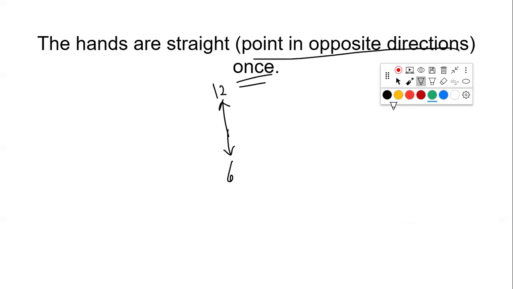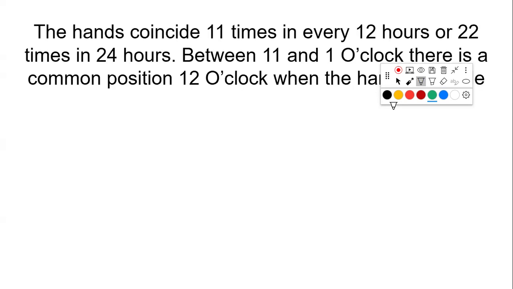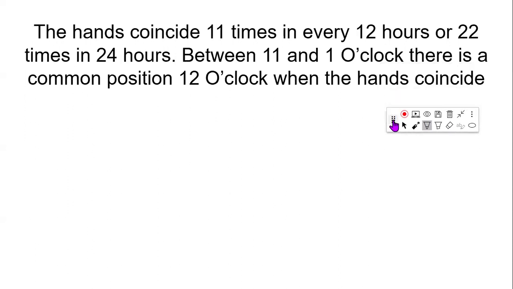Exactly a straight line, 180 degrees. Again, the hands are twice at right angles. Every 1 hour, what is happening? Two right angles will be formed. Every 1 hour, two right angles will be formed. And for every 24 hours, after the class, if you want, just turn over the timepiece, whatever you have, a wristwatch or an alarm clock. When numbers are there, you can just turn it around and find it for yourself.